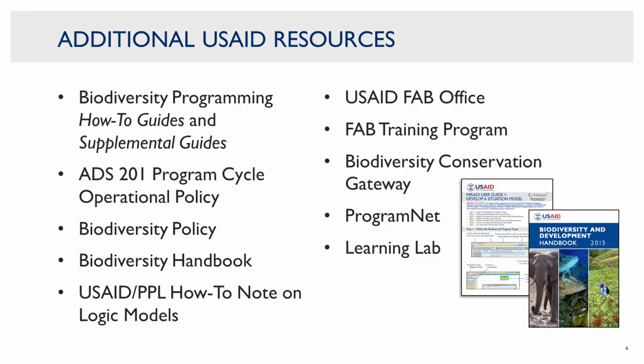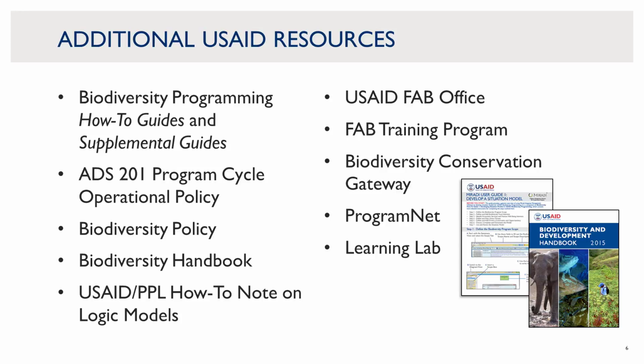The Biodiversity Handbook is a foundational resource for implementation of the biodiversity policy. It describes major conservation approaches through the lens of USAID experiences with the aim of improving conservation effectiveness. The Program Cycle How-To Note, Developing a Project Logic Model, and its associated theory of change, is published by USAID Bureau of Policy, Planning, and Learning.